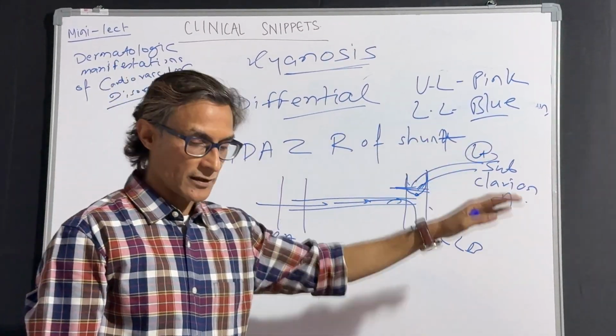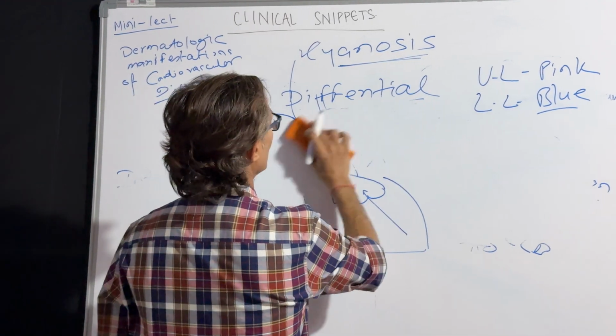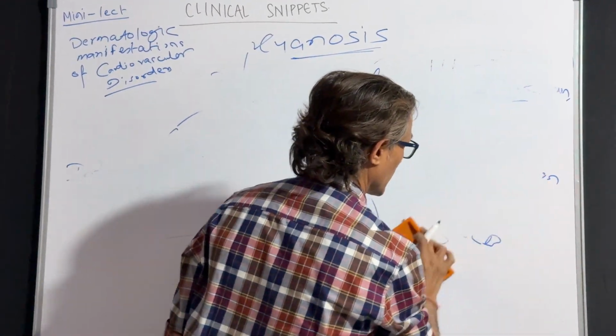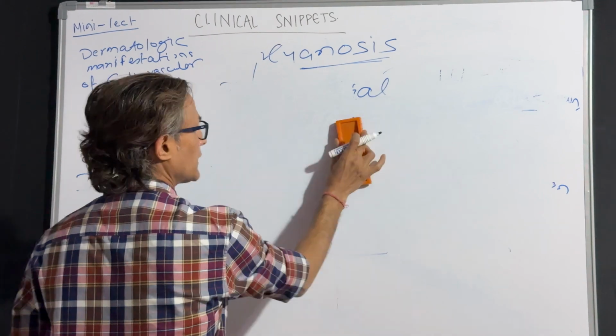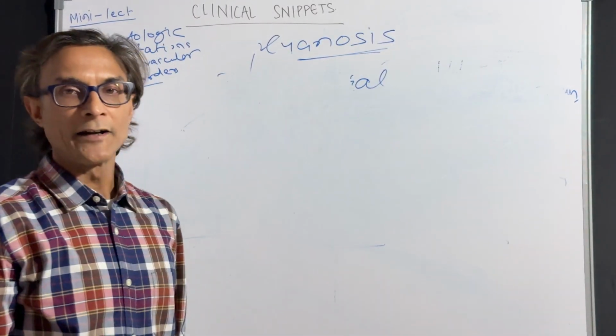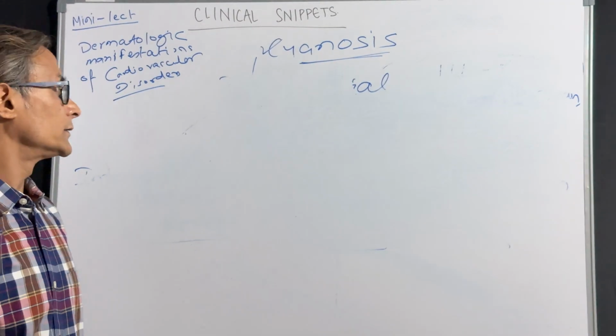So differential cyanosis: PDA with reversal of shunt. Secondly, we should answer PDA with coarctation with reversal of shunt. Thirdly, it can be an interrupted aorta with PDA with reversal of shunt.